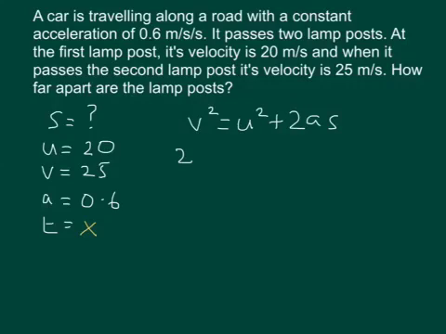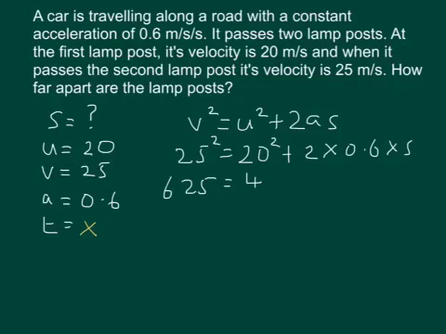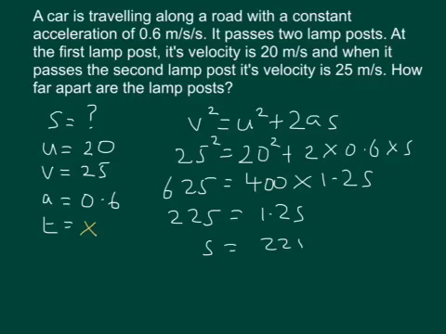So 25 squared is 20 squared plus 2 times 0.6 times s. So 25 squared is 625, 20 squared is 400, 2 times 0.6 is 1.2, so therefore 225 equals 1.2s, so s is 225 over 1.2, which equals 187.5 metres.